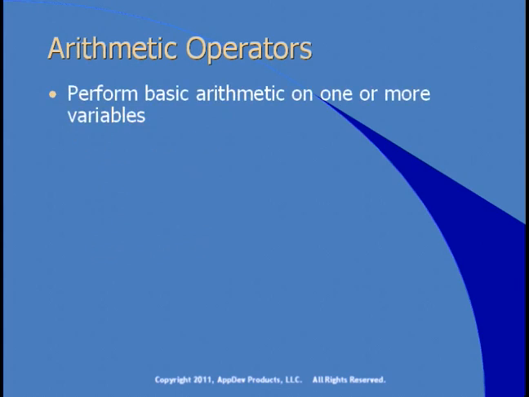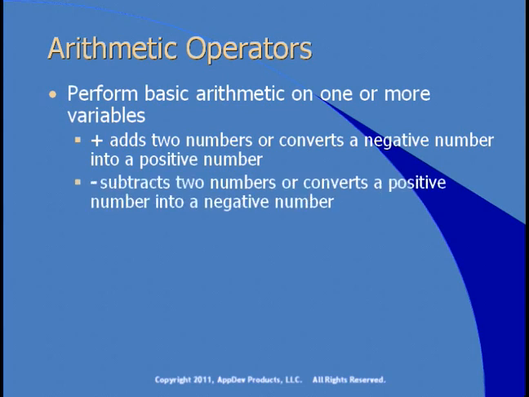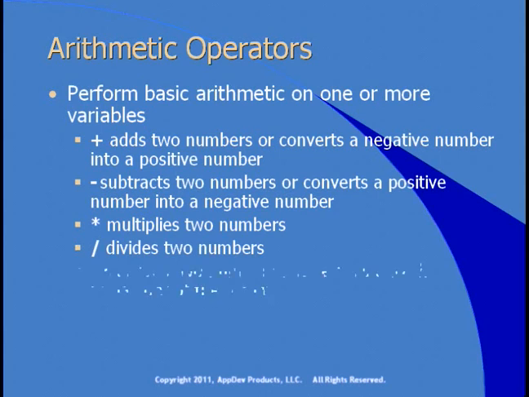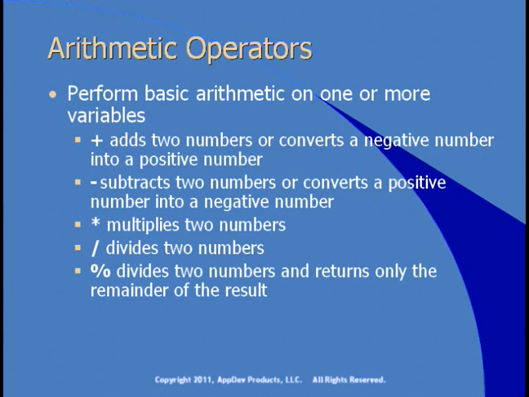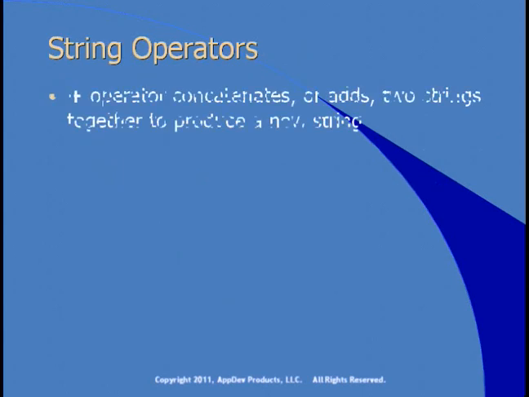The arithmetic operators are used to perform basic math on one or more variables. Plus will add two numbers, or convert a negative number into a positive. Minus subtracts two numbers or converts positive to negative. Star multiplies two numbers and / divides them. The percent sign divides two numbers and returns only the remainder of the result. Plus plus increments a number by 1, and minus minus decrements a number by 1. The plus sign is also a string operator, and that concatenates or adds two strings together and produces a new string.